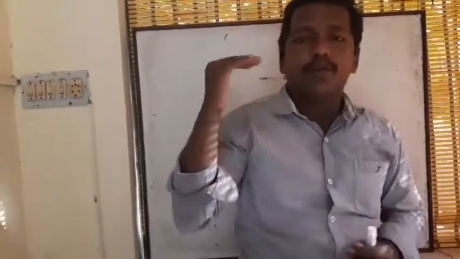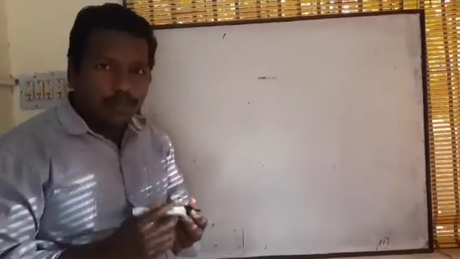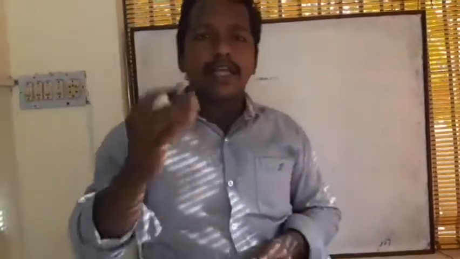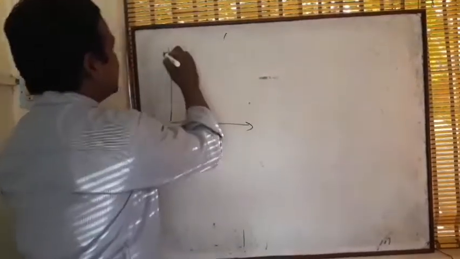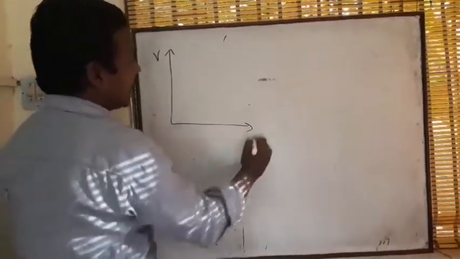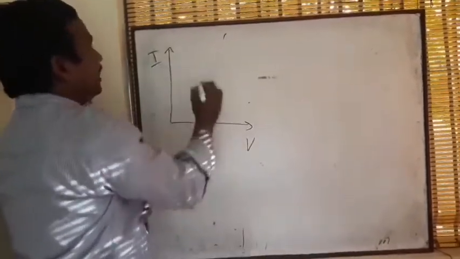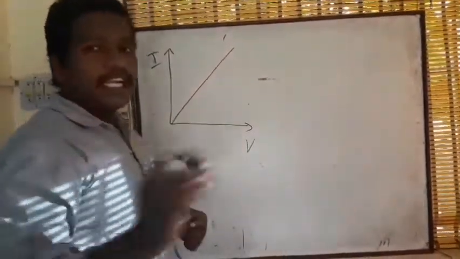Ohmic and non-ohmic resistance: ohmic is one which obeys Ohm's law, non-ohmic is one which does not obey Ohm's law. A metal obeys Ohm's law, whereas a diode behaves as non-ohmic. See here, the ohmic graph, V is directly proportional to I. It is a straight linear graph that you will get.